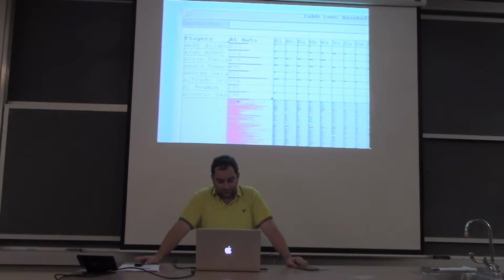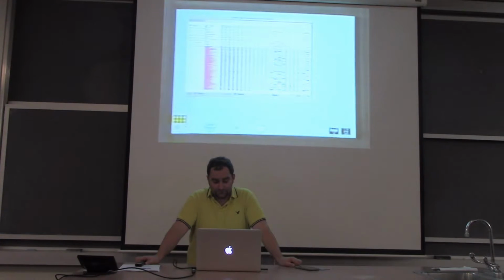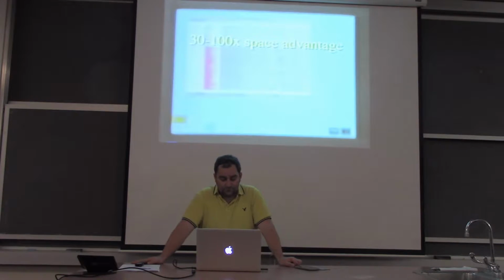By displaying the entire table graphically, with only some of it in focus, this 324 row by 24 column table can be shown using a portion of the screen. The table lens displays 30 to 100 times as much information as a spreadsheet in the same space. With a small set of manipulation operations, the table lens allows fluid navigation and exploration of the data.